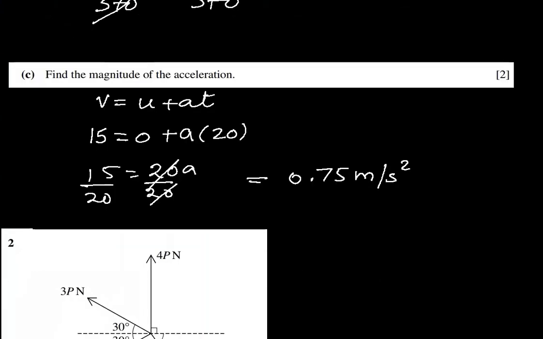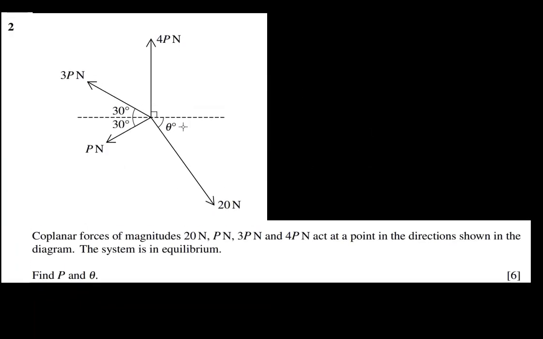Question number 2. They have given some coplanar forces. We have seen such a question many times in the last many exams. How many are they? 1, 2, 3, 4, 4 forces. They have given the magnitudes here, acting at a point in the direction shown, and the system is in equilibrium. That is very common. The different situation here is that P and theta do not belong to the same line. That may create some issues, but let's see how it goes.